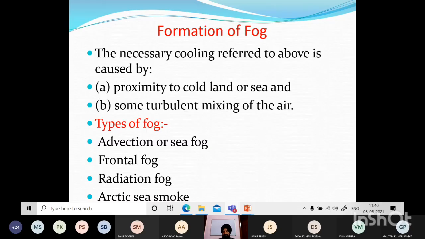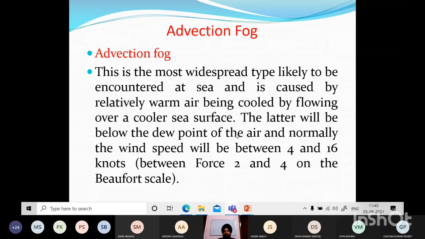So what are the various types? We have advection or sea fog, what we call frontal fog, radiation, Arctic sea smoke, or orographic fog, what you call, isn't it? So these are basically the few forms of fog. So first we see advection fog, which is most commonly what we call the sea fog. This is the most widespread type likely to be encountered at sea, and is caused by, how it is caused, by relatively warm air being cooled by flowing over a cooler sea surface.